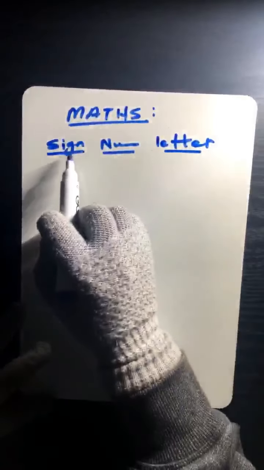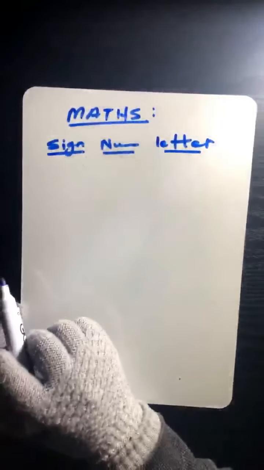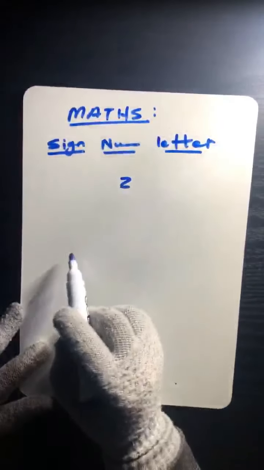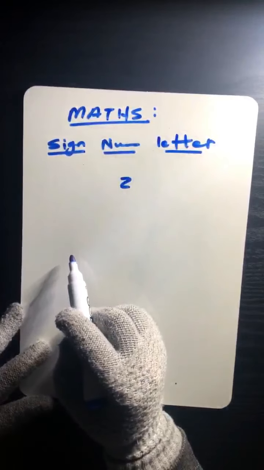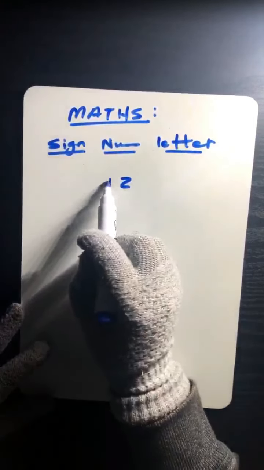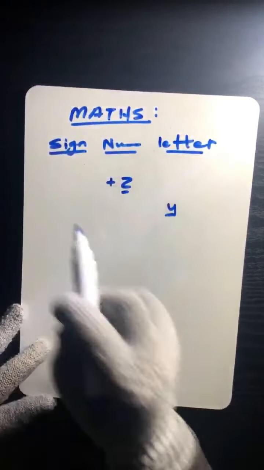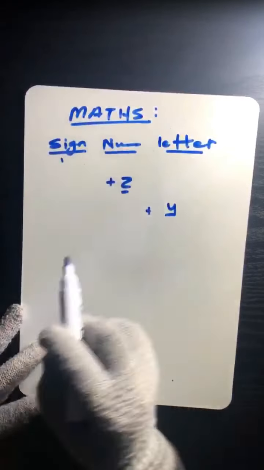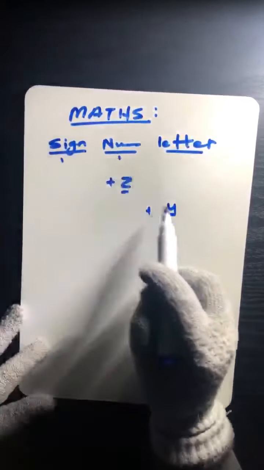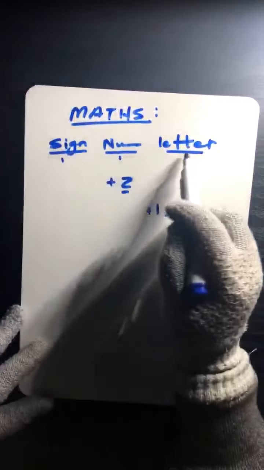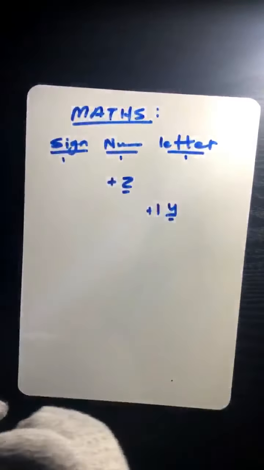What are those? The first one is a sign, the second one is a number, and the other one is a letter. So normally maths contains two or three of these things. For example, if you just have two, how many maths signs do you see over there? You see an invisible positive and a number. If you have a letter being Y, you see an invisible positive sign, a number which is an invisible 1, and a letter Y.